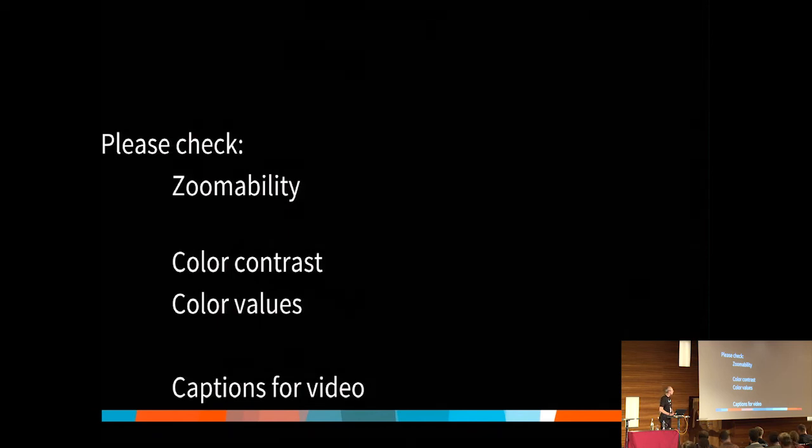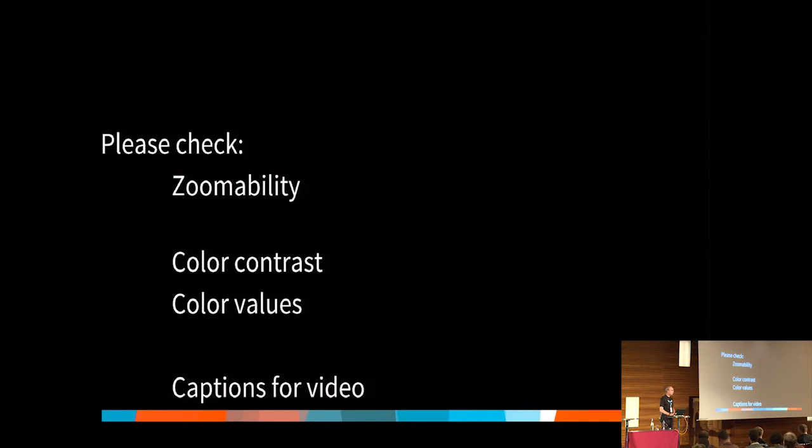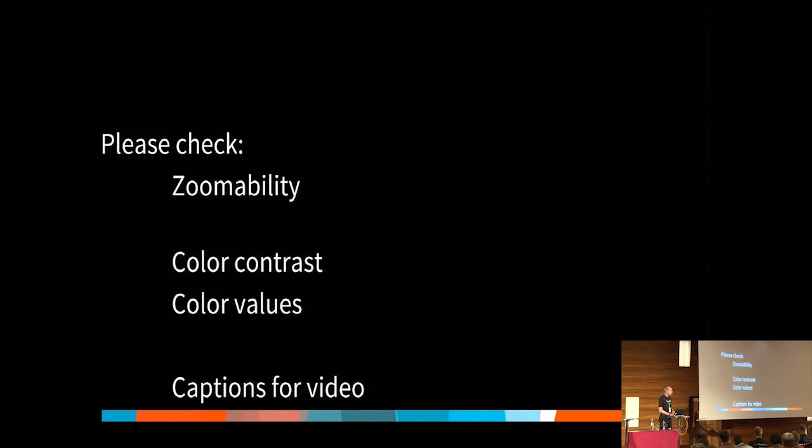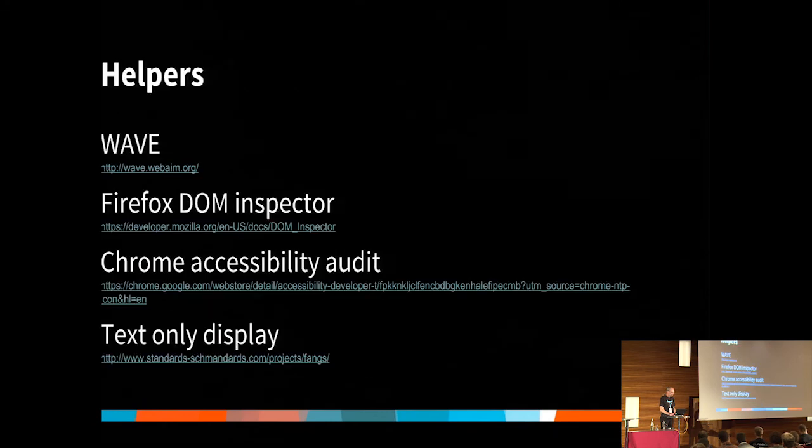But of course, these things are also very helpful. Zoomability: allow the user to use the zoom function of the browsers. That is very helpful. And make sure that the color contrast of the font and the elements is big enough so that it is easily readable. Color values, think about colorblind people. And captions for video for deaf people are extremely helpful. Please don't forget these things.